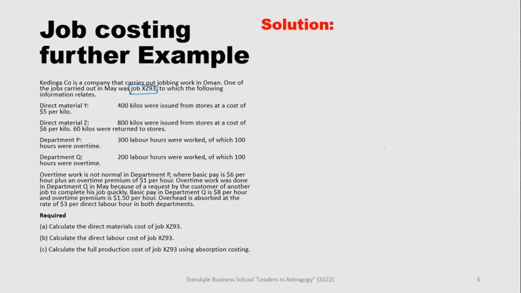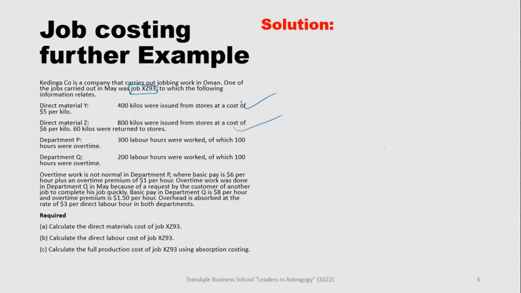So the direct material in this case is Y, and on this the information is that 400 kilos were issued from the store at a cost of $5 per kilo. Then direct material Z, 800 kilos were issued from stores at a cost of $6 per kilo. Then some were returned to stores. So this is the information you have to consider.